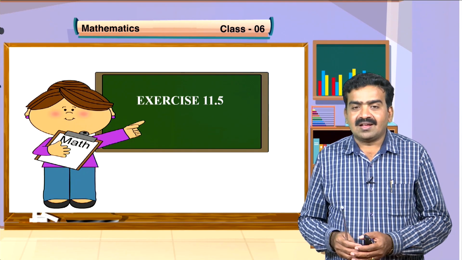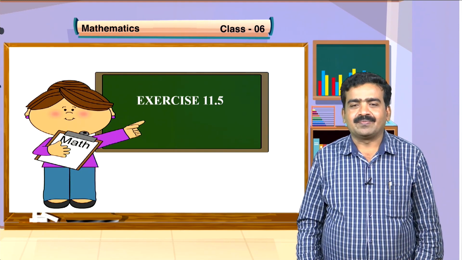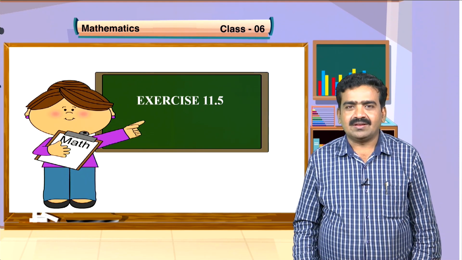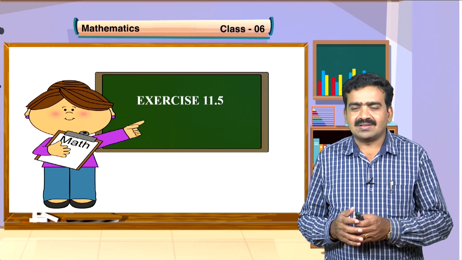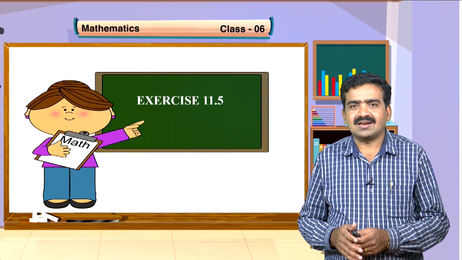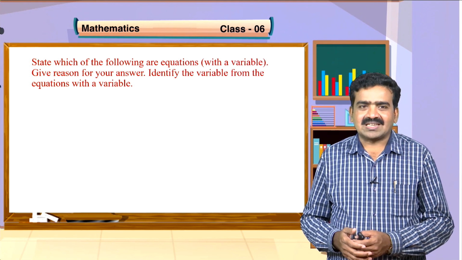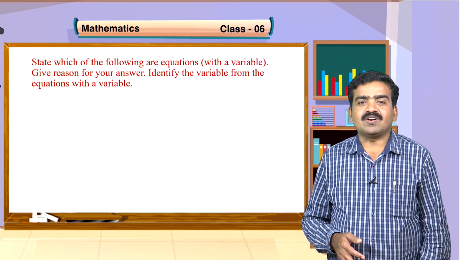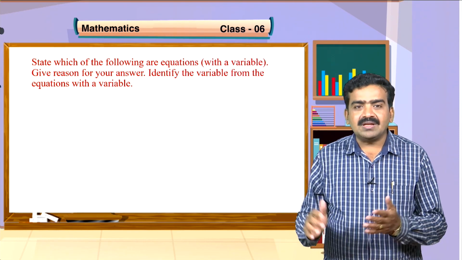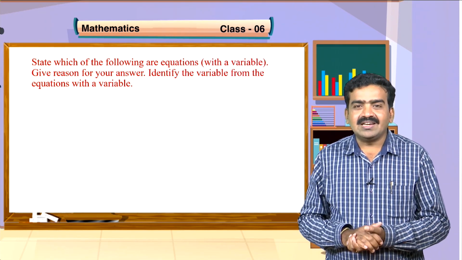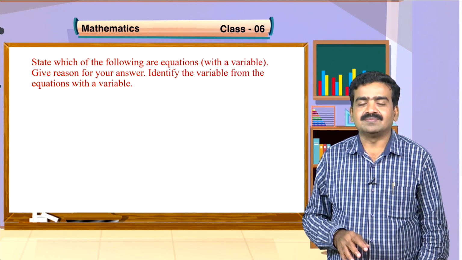Let us learn more about this by solving exercise 11.5. In exercise 11.5, you are going to get more problems. If you solve these problems, you will get more clarity towards solving an equation. The question is like this: state which of the following are equations with a variable, give reason for your answer, identify the variable from the equation with a variable.